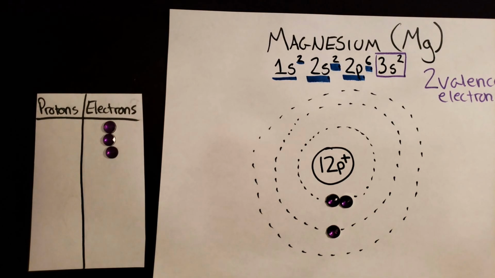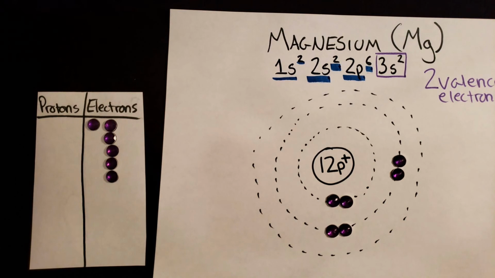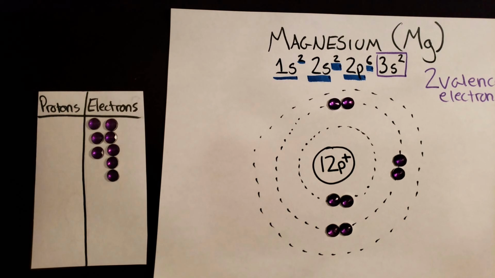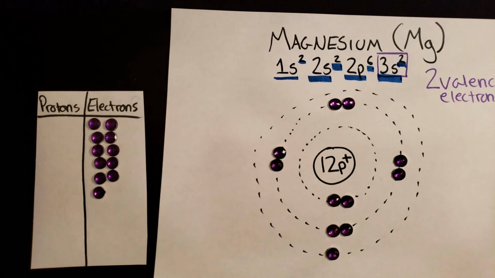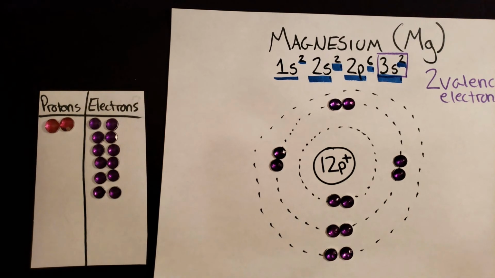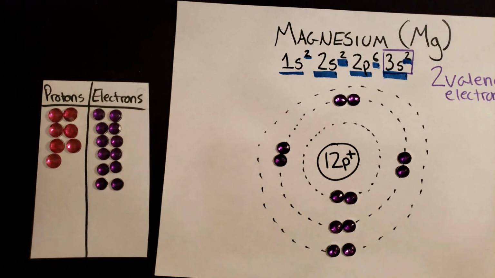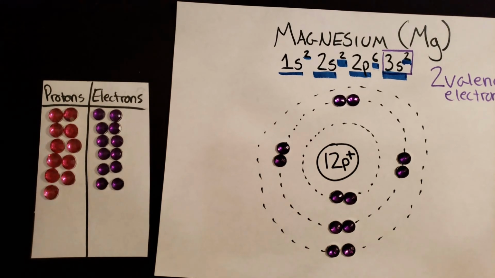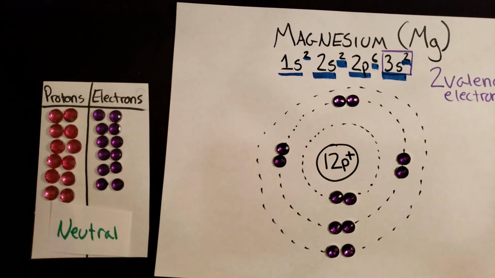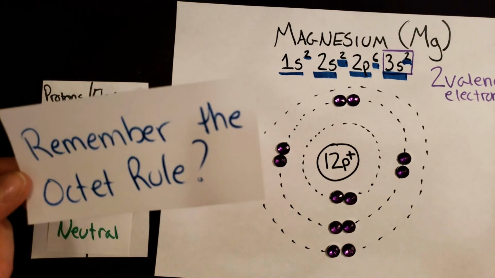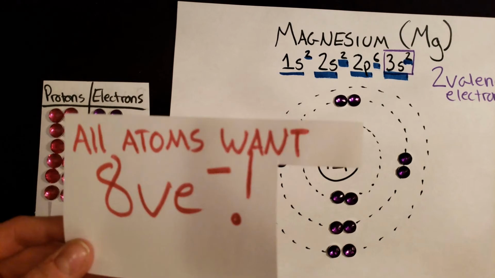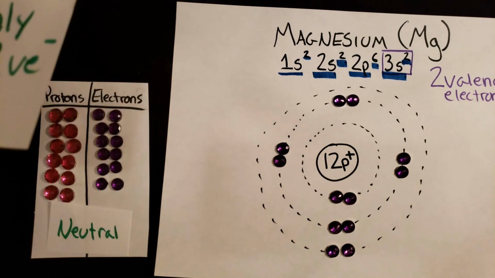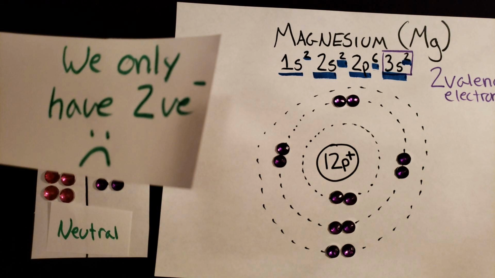So I'm going to go ahead and place my electrons in my chart and in my Bohr model. I have 12 electrons, 2 on the first energy level, 8 on the second, 2 on the valence. And then for protons, I went ahead and put 12 protons in my chart. I will not put them in the model because they take too much space. So the octet rule tells us that atoms all want to have 8 valence electrons. Well, we only have 2 in magnesium, and that's a problem. We need to get to 8.